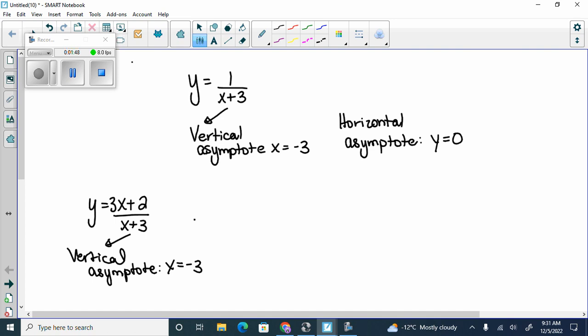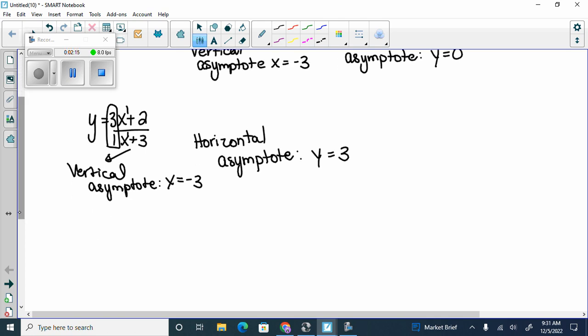And then what would my horizontal asymptote be at this time? Why? That's the numerator's only coefficient, not the denominator. Right. If they're the same degree, you take the leading coefficients, the numbers that are in front, make a fraction, so we get y equals 3. This is true. Okay?